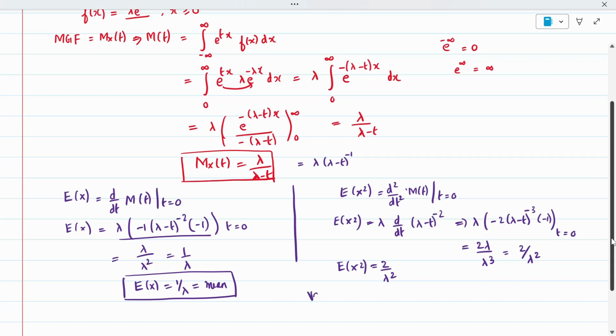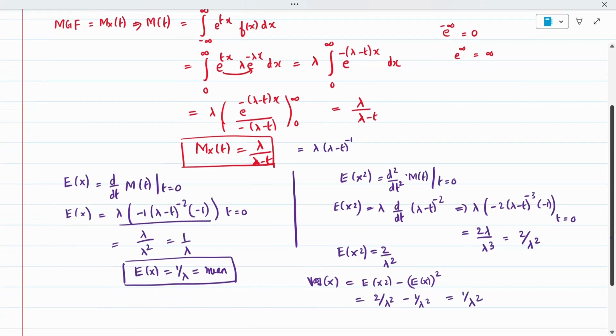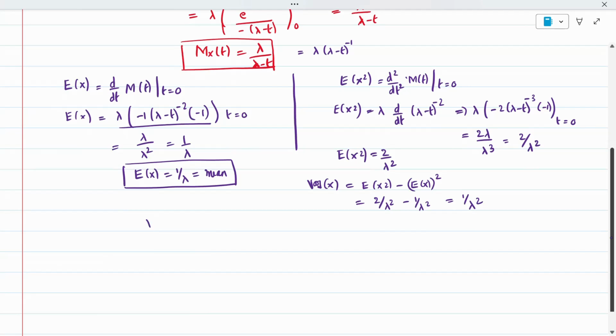Variance I need to calculate. Variance of x is nothing but E of x squared minus E of x whole squared. So it is nothing but 2 by lambda squared minus 1 by lambda squared. So it is 1 by lambda squared. So my variance answer is 1 by lambda squared. So mean calculated, variance calculated. Derivation has been completed. Till here is the derivation.